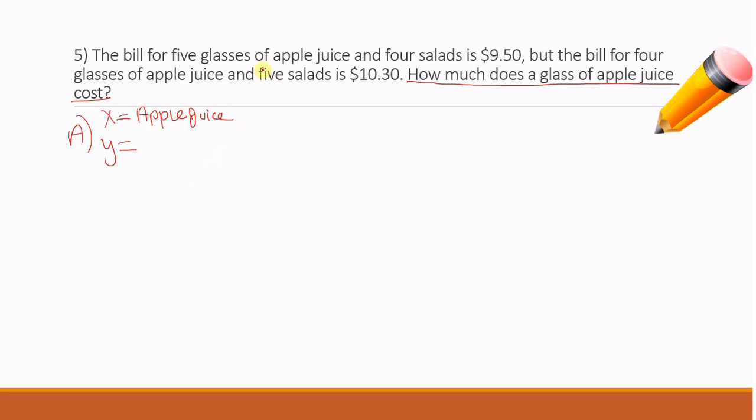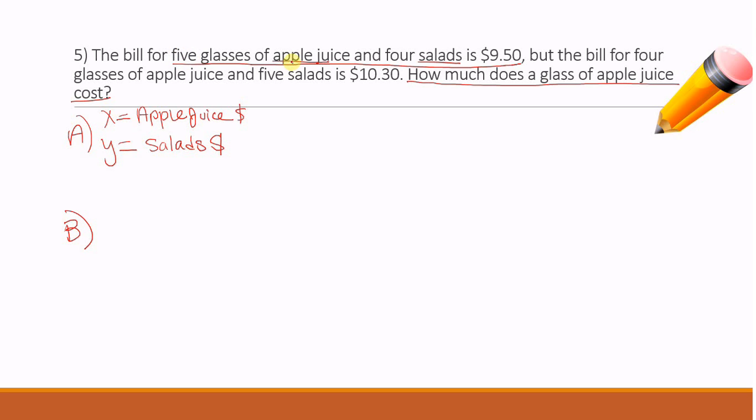And we're talking about salads. More importantly, we're talking about the price of each. So let's make some equations that relate this. Let's begin reading our problem again. The bill for 5 glasses of apple juice and 4 salads is $9.50. So 5 apple juice and 4 salads is $9.50.